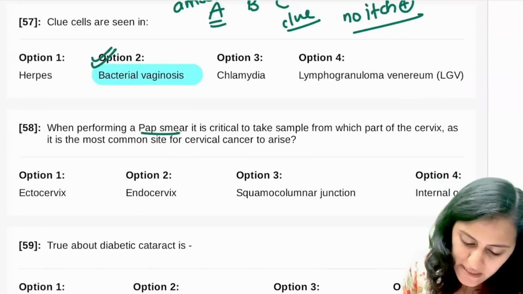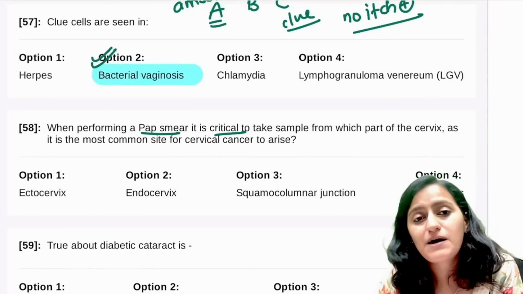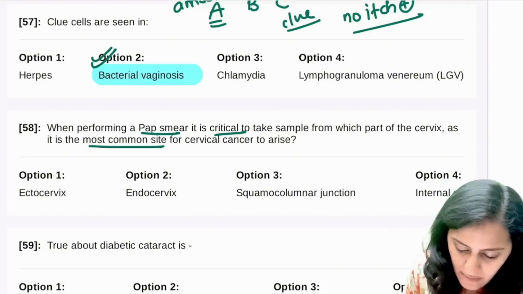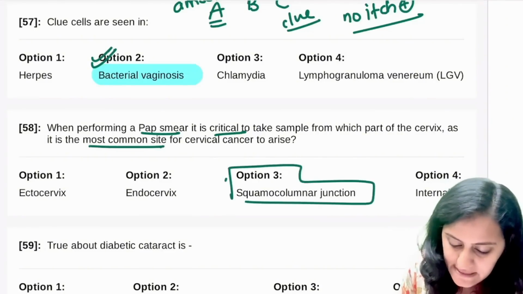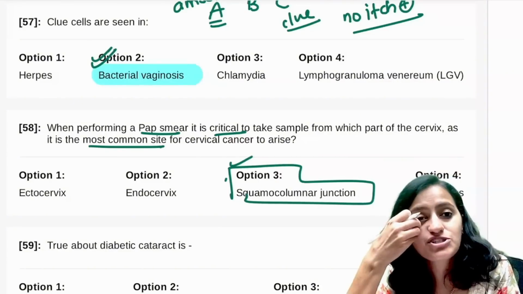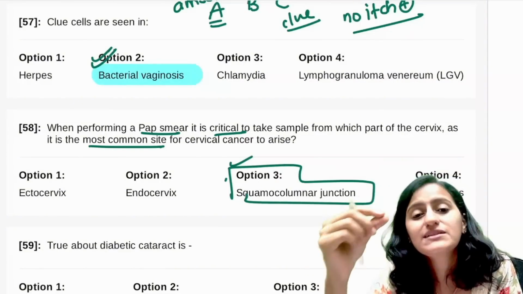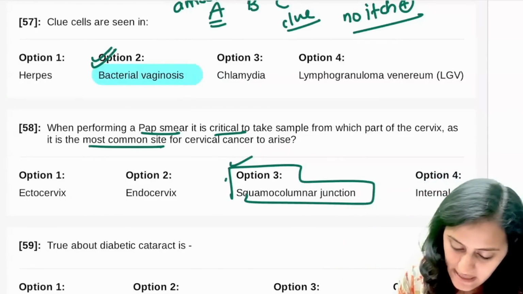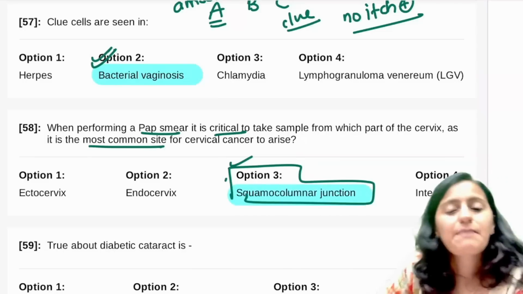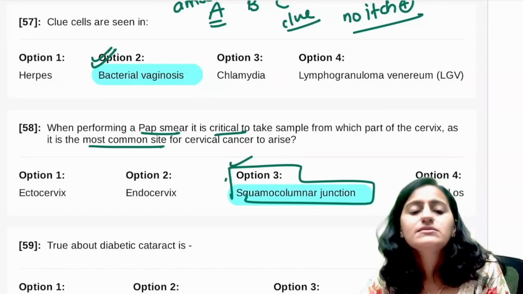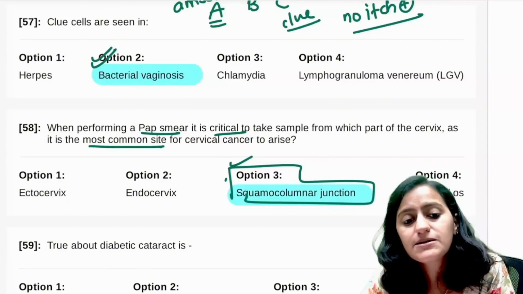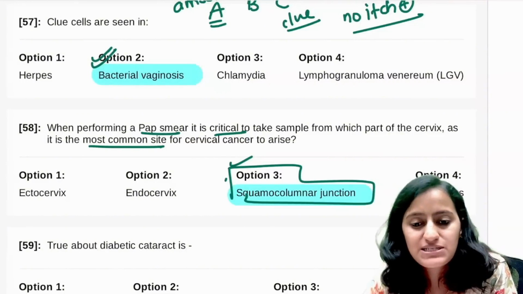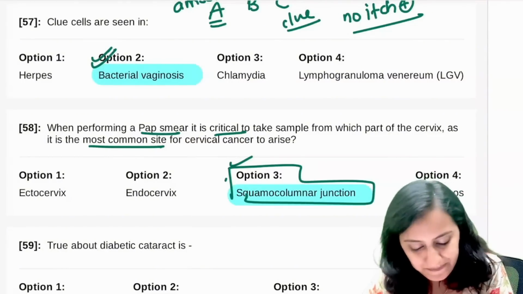Performing a pap smear, it is critical to take a sample from what part of the cervix, because it is the most common site? It is the squamocolumnar junction. जहाँ पे squamocolumnar junction है, that is a very common site for CA cervix, and that is why it is very important to sample from the squamocolumnar junction.